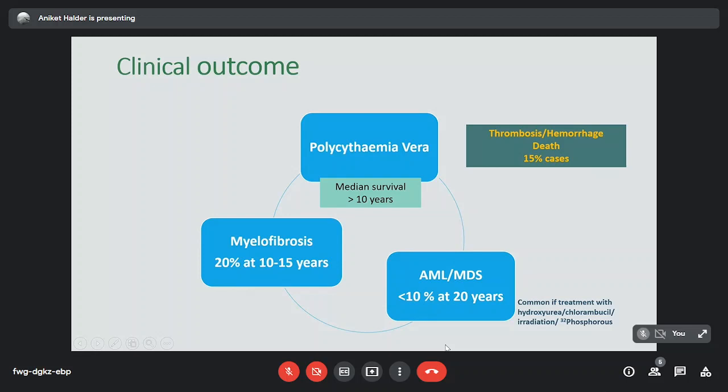And it has also been seen that in a small percentage of patients, less than 10% of patients, after 20 years, the patients may advance to an MDS or an AML. And this is common if the patients are treated with cytoreductive agents in the first place. So these are the risks. Cytoreductive agents are the risk factors for a polycythemia vera patient advancing to an AML or an MDS.